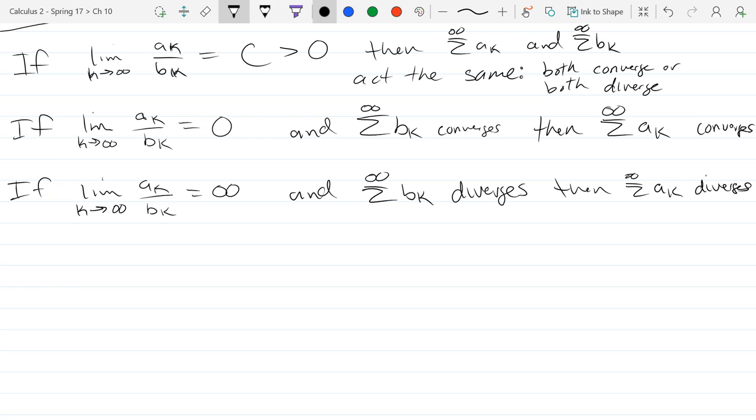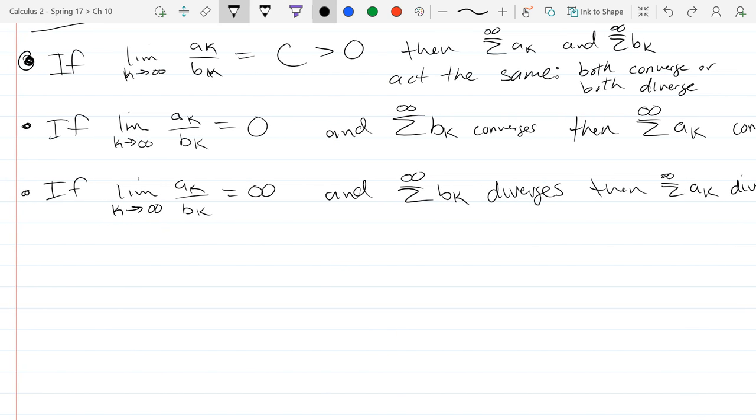Now, if you pick your b_k carefully, you should be able to get a number out of this. And if you pick it carefully enough, you should be able to get the number 1 out pretty consistently. So I recommend only using the first version and working a little harder to pick a good b_k. So I'll make this first bullet point super, super bold. Use this. You can almost always get your limit to approach 1 if you pick a good b_k.